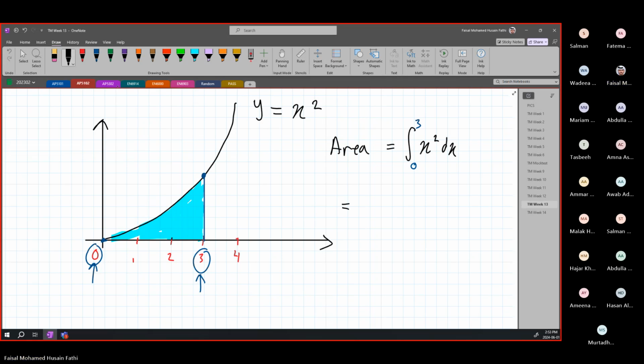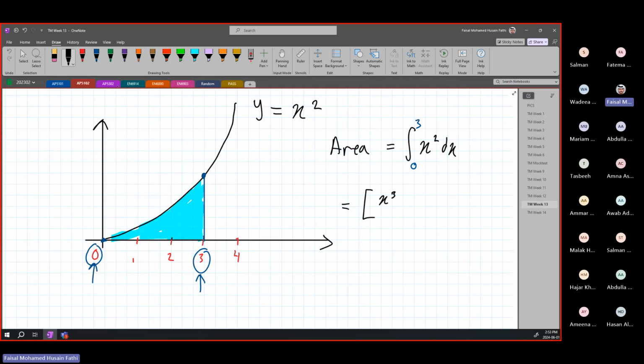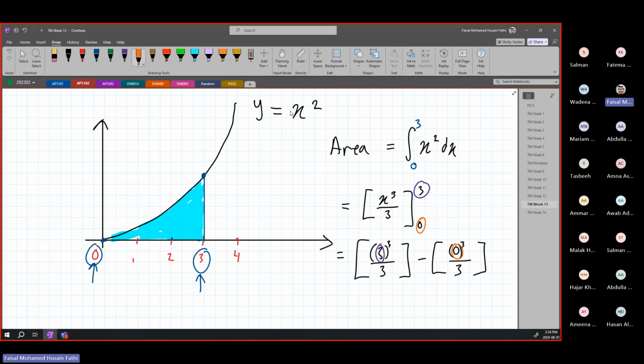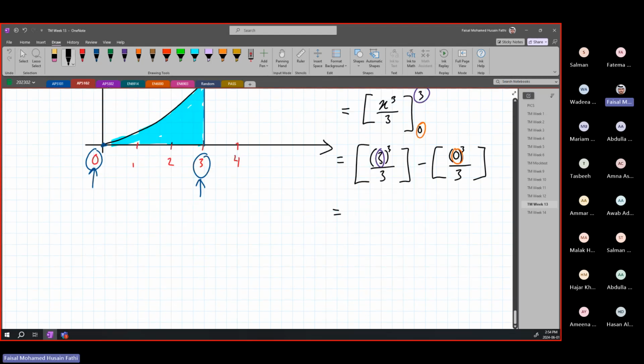It's equal to the integration of x squared, which is x cubed over 3 from 0 to 3. If we are now going to apply the equation, 2 brackets minus minus 3 cubed over 3 minus 0 cubed over 3. So in other words, this 3 is here and this 0 is here. You're going to notice that this is equal to 3 cubed is 9. Sorry, 3 cubed is 27.